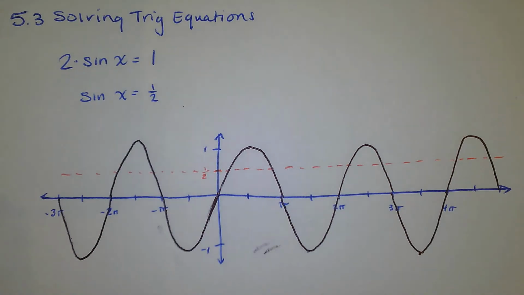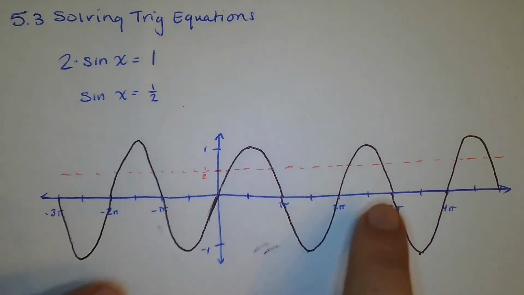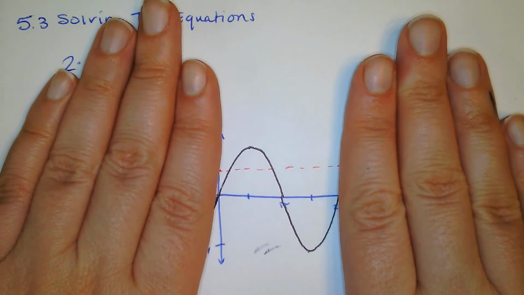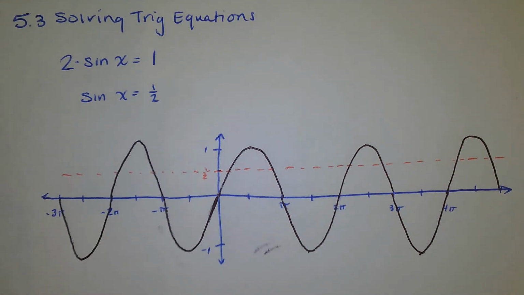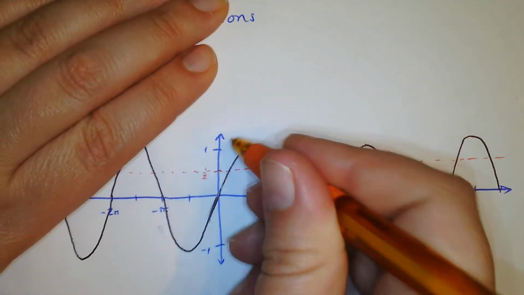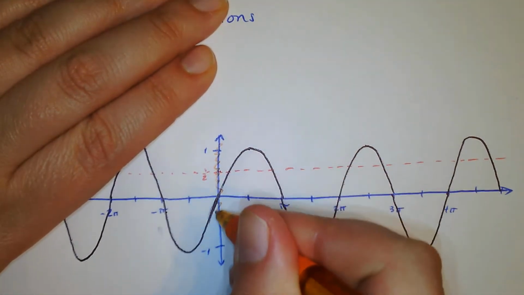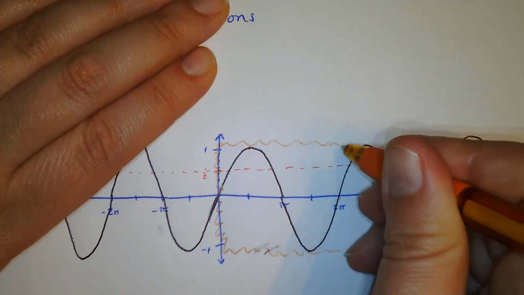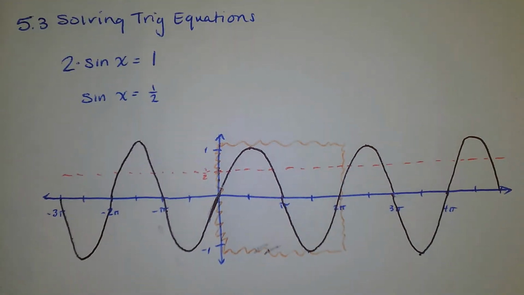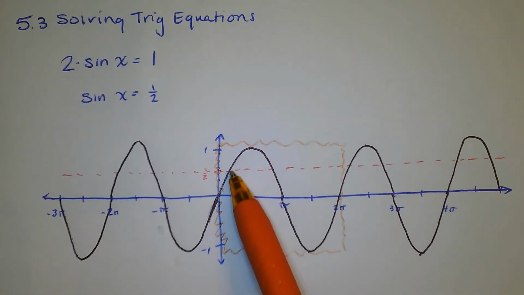We look at the solutions in the first period, which is this section from right here to right here, just that one iteration of this. And then we're just going to realize that the period of the sine function is 2 pi, and all we have to do is add or subtract 2 pi. So in this one section, let me sketch that out for you. Looking at this first section of the sine function in that little box, you can see that there's 2 solutions in that box.